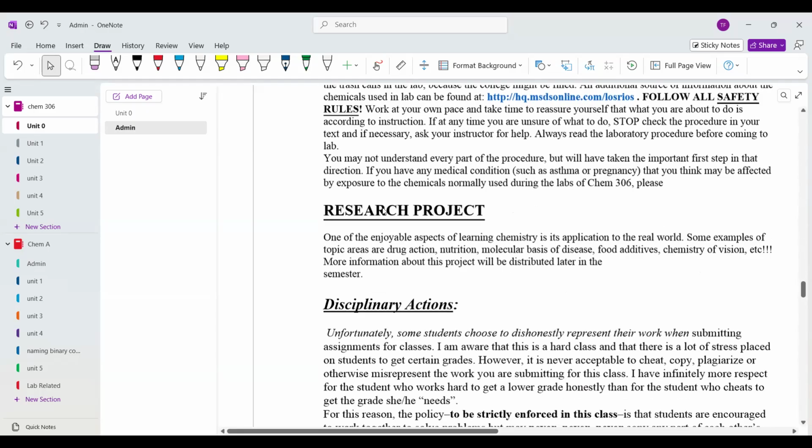Okay, I mentioned the research project. That's going to be something that you should be interested in. Some people do it dental related because they're going into the dental field. Other people have had a disease in their family or themselves, and they like to study that.